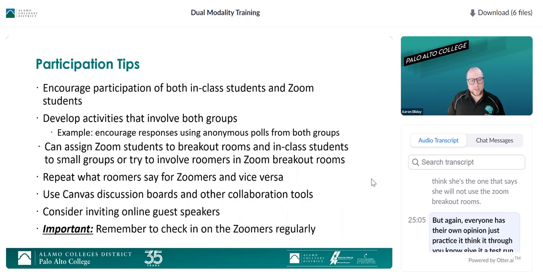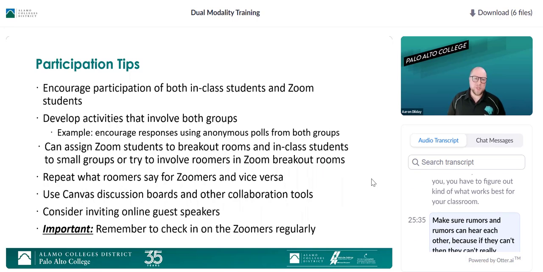Just practice it, think it through, give it a test run in your class. If it doesn't work, just be prepared to figure something else out. Flexibility is going to be key here. But the idea is figure out how you get students involved. Even if it's just them saying something small and simple, just have them talking to each other. And the best way to do that is something that, unfortunately, I can't tell you. You're going to have to figure out what works best for your classroom.